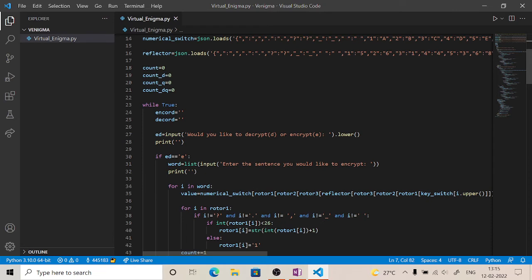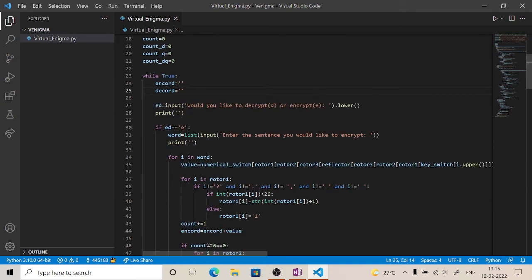So we have the encrypted word, let it be encode, and the decrypted word, which I am keeping as decode, and ed would be the input, which you would like to encrypt or decrypt. So this is why I am taking it as ed dot lower, because the person might put capital E, capital D or anything else. So for avoiding such mistakes, I'm generalizing it to lower case.